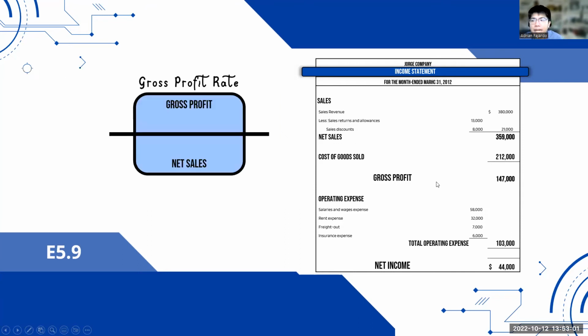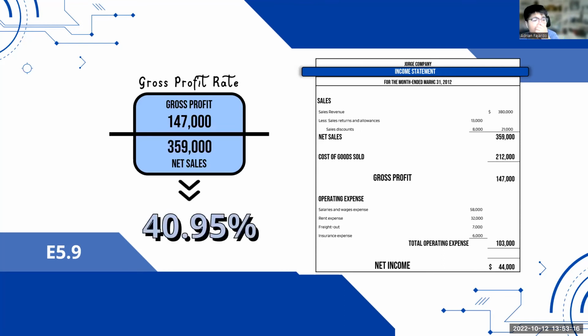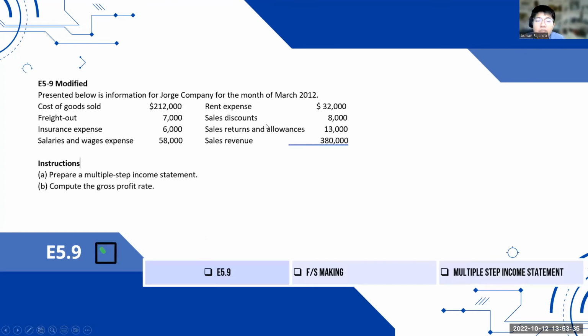So now that we're done with the analysis, we basically solve naman for gross profit rate, right? Which is just gross profit over net sales. So basically, we get 40.95%, meaning 40.95% of net sales would be your gross profit. Roughly 41%. So meaning you can anticipate that 59% would be your cost of goods sold, right? So we're done with 5.9.